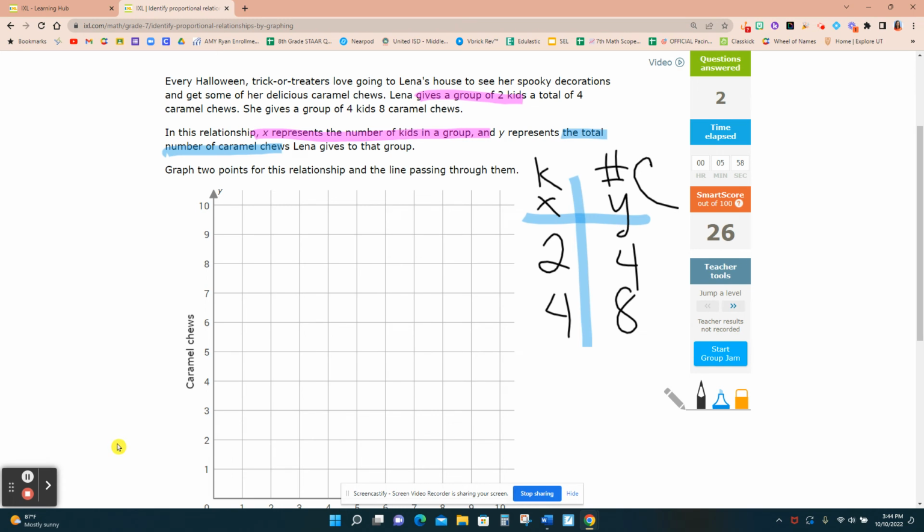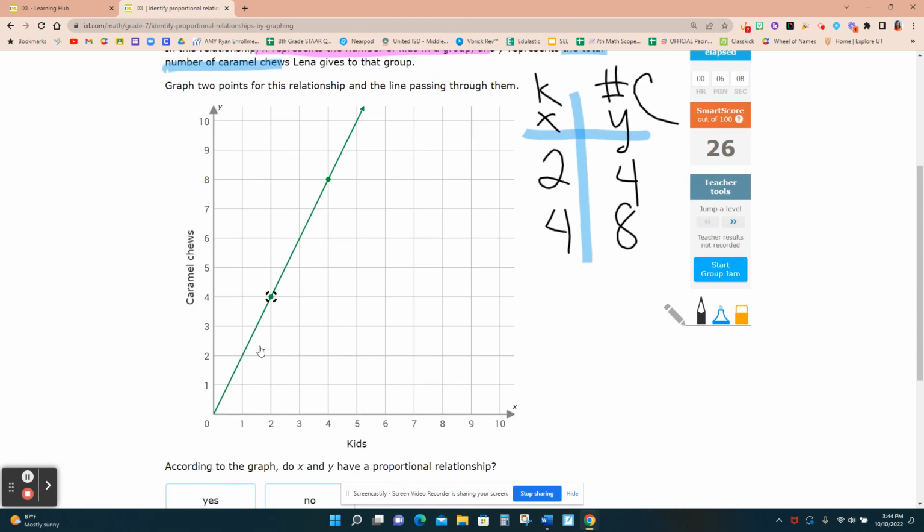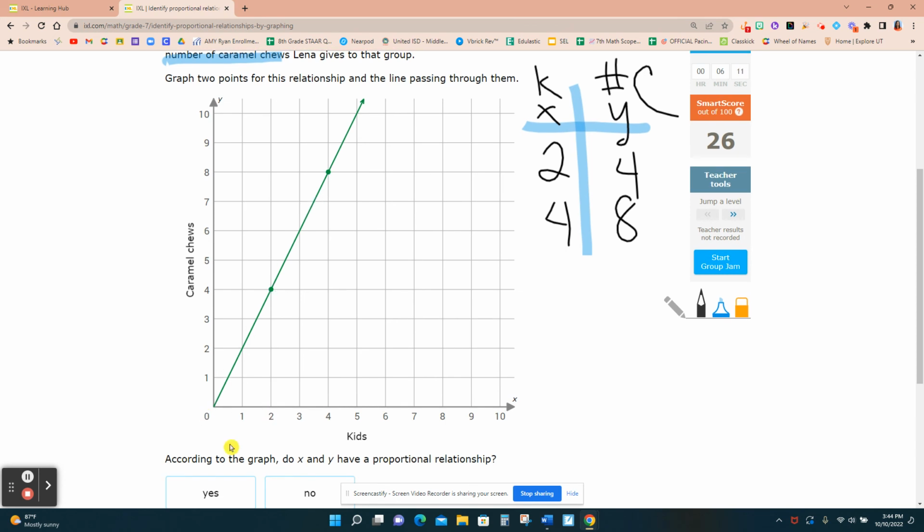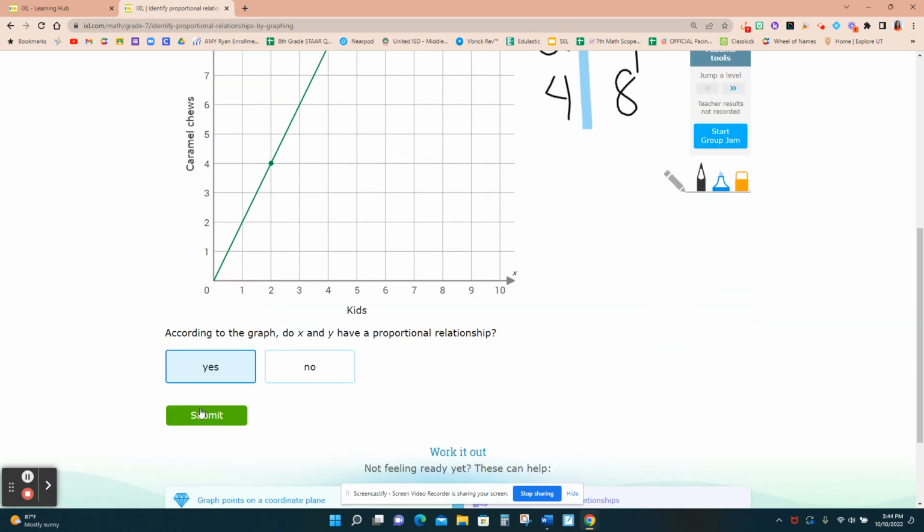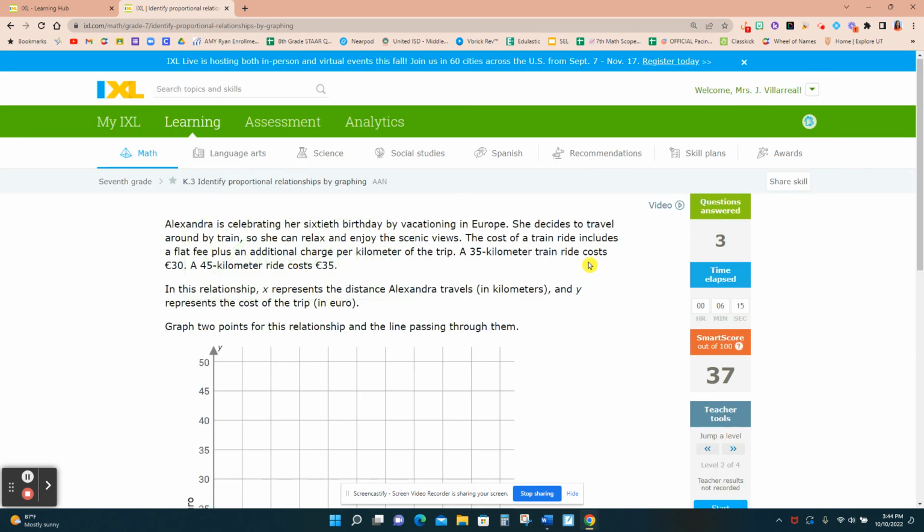Okay, so let's go ahead and plot the numbers. 2, okay, and then the 2 is right here, go all the way to 4, and then 4 with the 8. Does it pass through the 0? Yes, it does, so then it is proportional. That's how we're gonna do it.